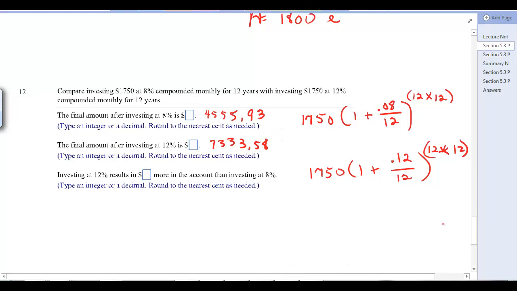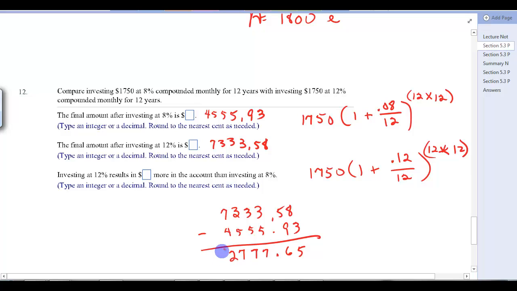All right, and so then it says investing at 12% results in how much more in the account than investing at 8%. So what you're going to do there is simply subtract the items that you found. So you're going to do 7333.58 minus 4555.93, and you should get 2777.65. And so this would be the answer for that part. And it says round to money.